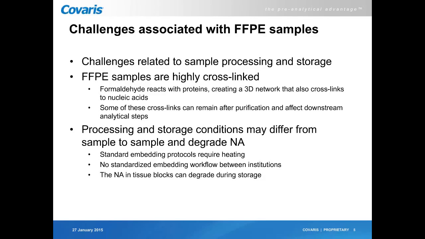And they are related to both the processing and the storage. FFPE samples are highly cross-linked. Indeed, formaldehyde will react with proteins, creating a 3D network that's also cross-linked to nucleic acids. Some of these cross-links can remain after the purification and affect the downstream analytical steps. It is especially true if a harsh deparaffinization treatment has degraded the proteins into peptides before the cross-link reversal, making it much less efficient.